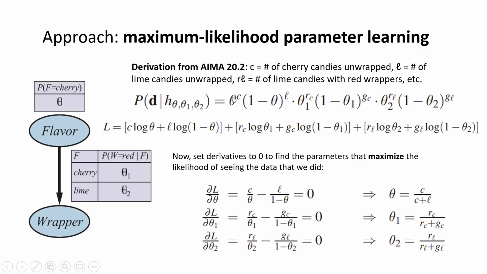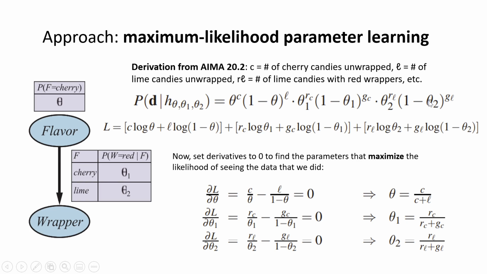So basically, theta is the probability that the flavor is cherry, C is the number of cherry candies unwrapped. So this term is basically figuring out how likely it is that that number of cherry candies was actually unwrapped. And similarly for these other 5 terms.